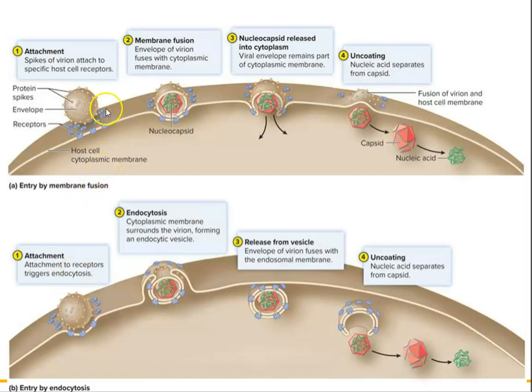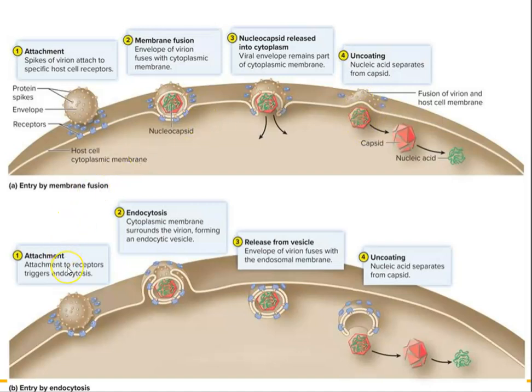All right, so an example of fusion versus endocytosis. So here we have attachment, right? Those spike proteins are connecting with the receptors on the host cell. Next, though, here we have membrane fusion, and you can see this enveloped virus, the envelope itself fuses with the cell membrane, and then the capsid, the nucleocapsid, is just kind of dumped inside.